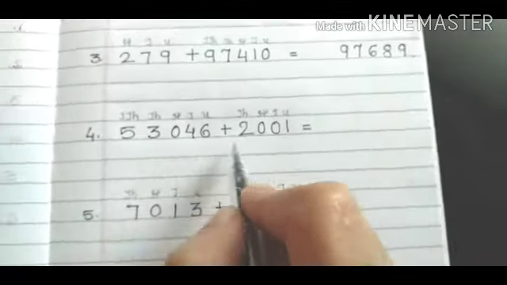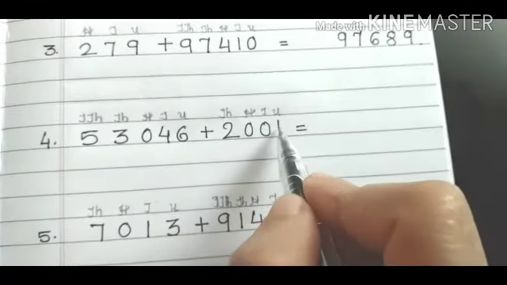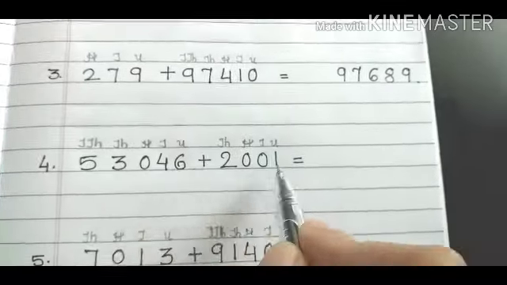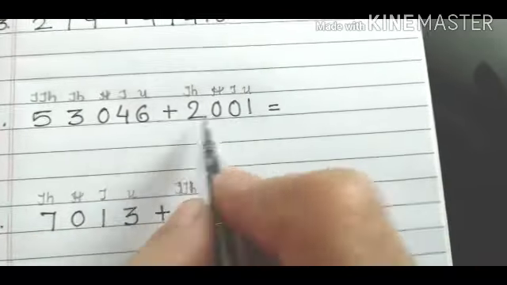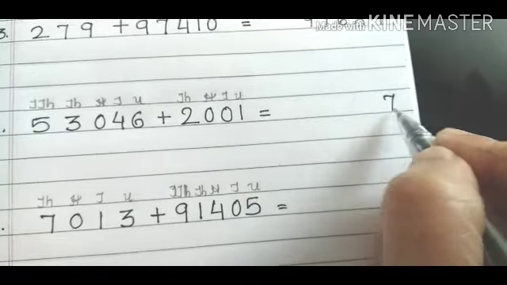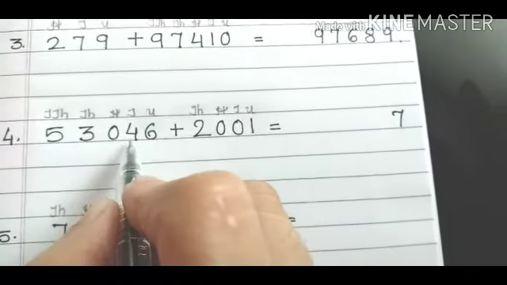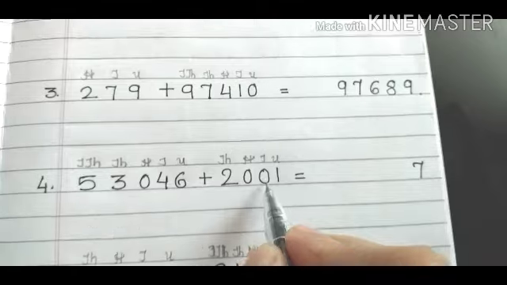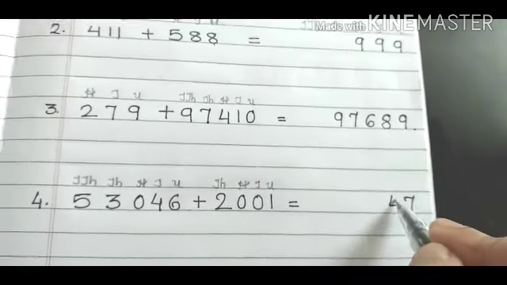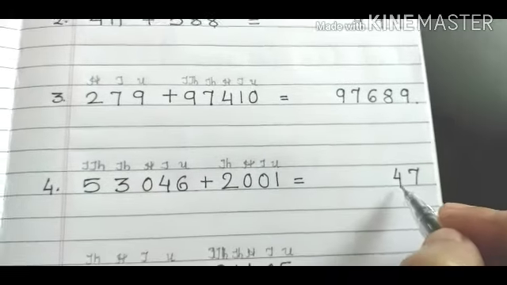Again we will add this horizontally and start adding from units place. So it is 6 plus 7. So in unit place 6 is there and in here 1 is there. So 6 plus 1 is 7. So write down 7 in units place. In tens place 4 plus 0. So in any number 0 will be added, the answer is that number itself. So answer is 4 plus 0 is 4.